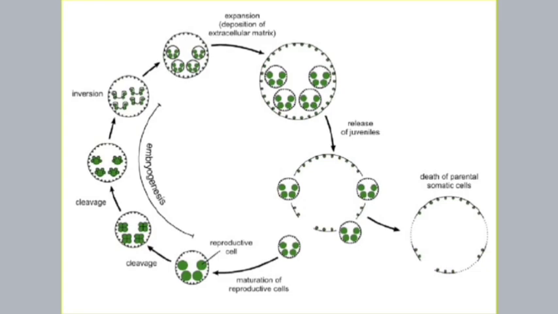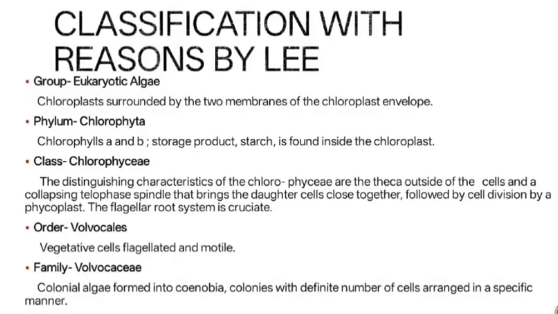So let's move on to another slide in which we are talking about the classification of Volvox, given by Lee, meaning classification with reasons. Volvox is placed under the group eukaryotic algae. Why are we putting it in eukaryotic algae? The reason is that it contains chloroplasts that are surrounded by two membranes of the chloroplast envelope.